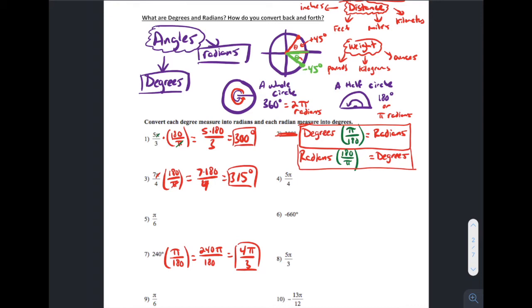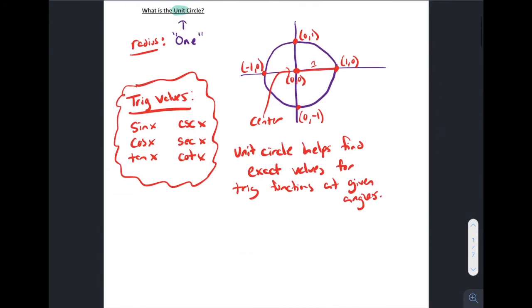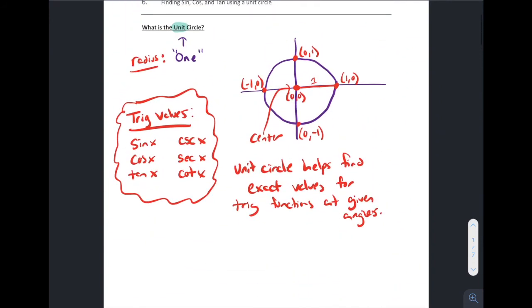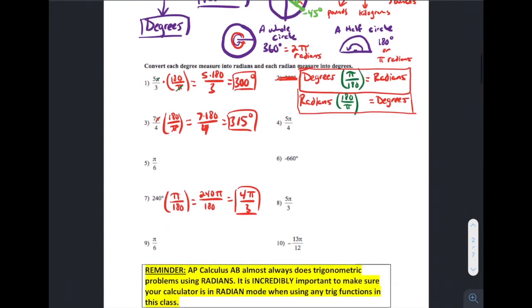Now, why are we talking about both of these? Well, our goal today is to discuss the unit circle. The unit circle itself shows us the trig values, sine, cosine, tangent, cosecant, secant, cotangent, in degrees and radians. So we need to know what both of those things are leading into this. Great, feel good about that.